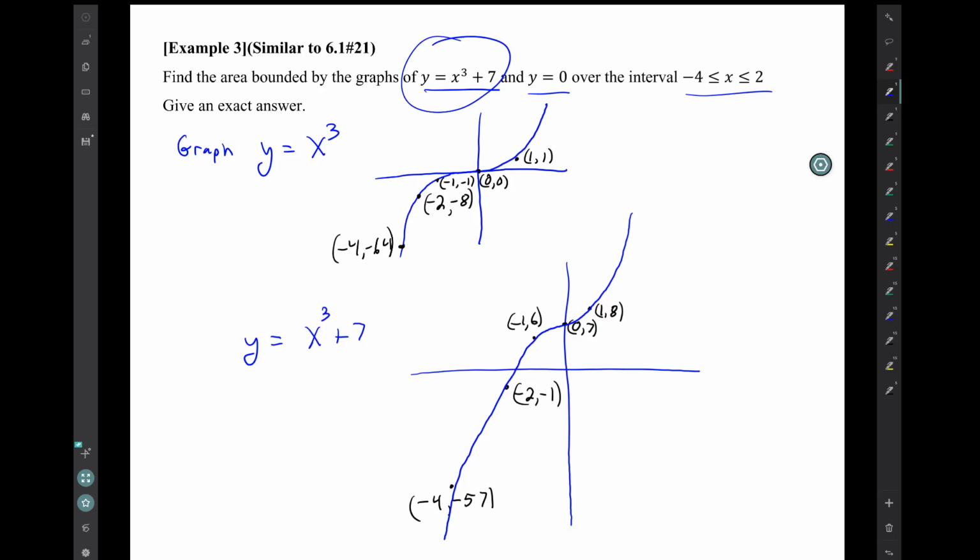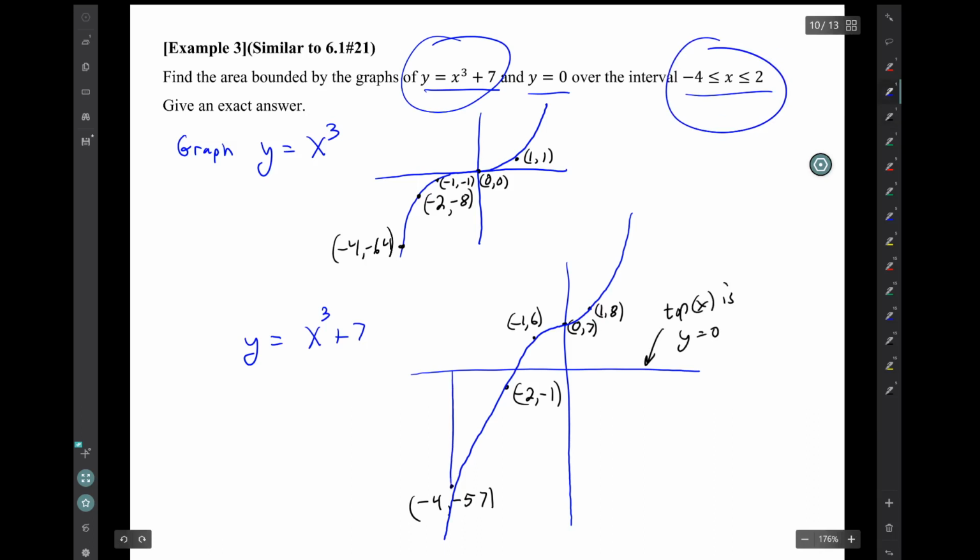So there's the graph of y equals x cubed plus 7, obtained by transforming the graph of y equals x cubed by moving it up 7 units. You can see that over this interval, the top graph is y equals 0. The region that we're interested in is that blue shaded region, which is below the axis. Now we're ready to set up the integral.